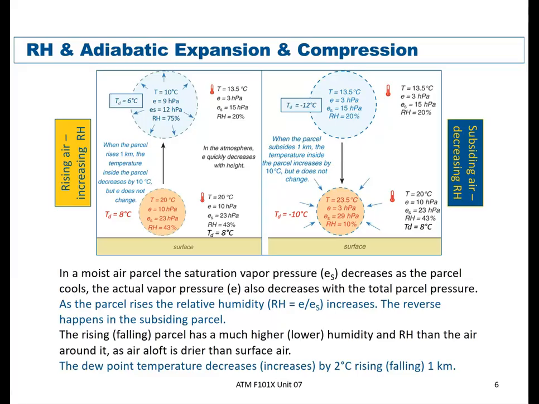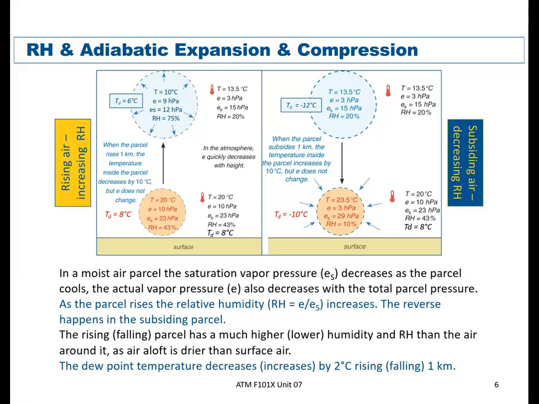As a moist or humid parcel rises, the saturation vapor pressure ES decreases as the temperature decreases. The actual vapor pressure E also decreases as the total pressure decreases. As E decreases, the dew point temperature also decreases. On average, ES decreases more rapidly than E, and so the relative humidity rises as the ratio E over ES increases. In this example, a parcel rises from the surface at 1000 hectopascals to 1 kilometer at 900 hectopascals.